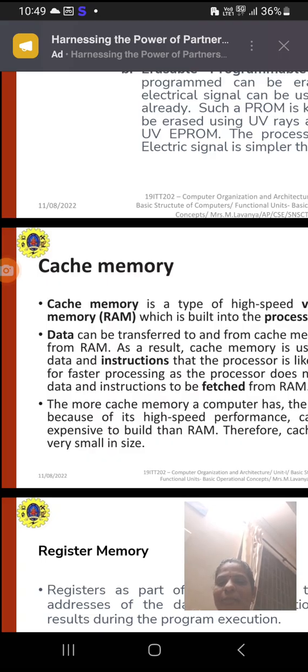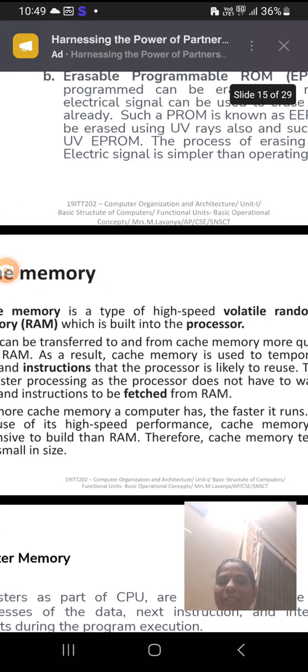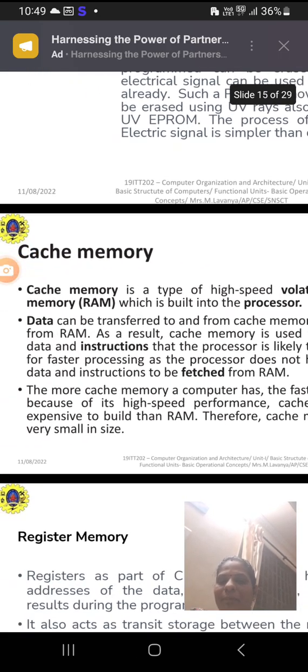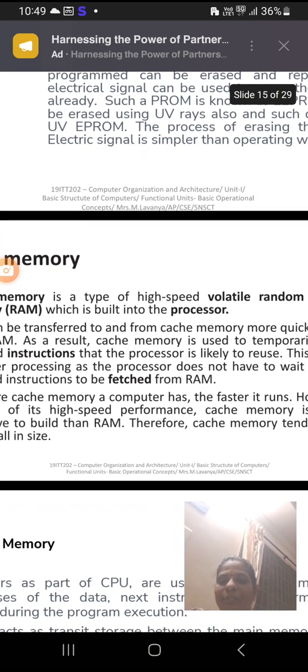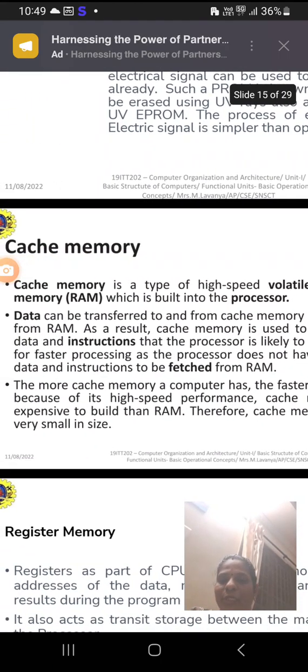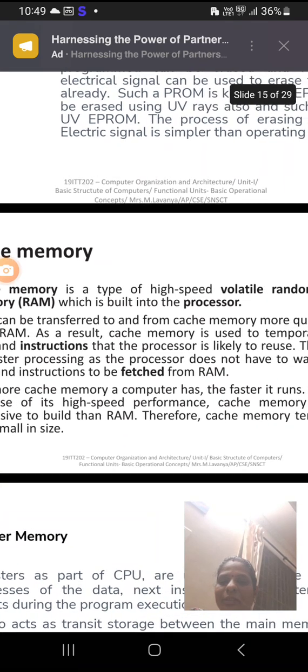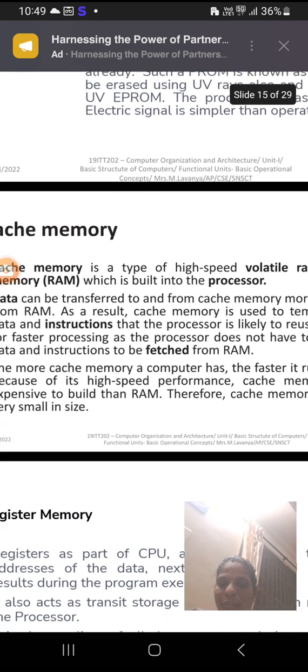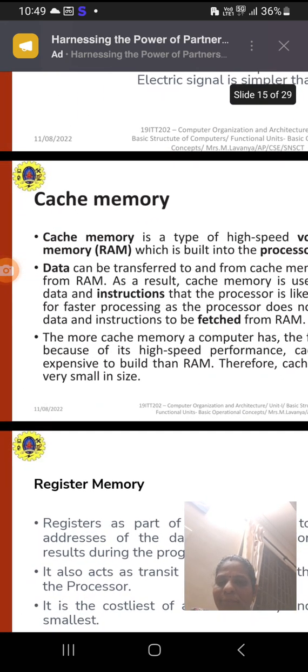The cache memory is a type of high-speed volatile random access memory which is built into the processor. The data is transferred from the cache most quickly, and as a result, the instruction is given quickly, and otherwise it is fetched from the RAM.